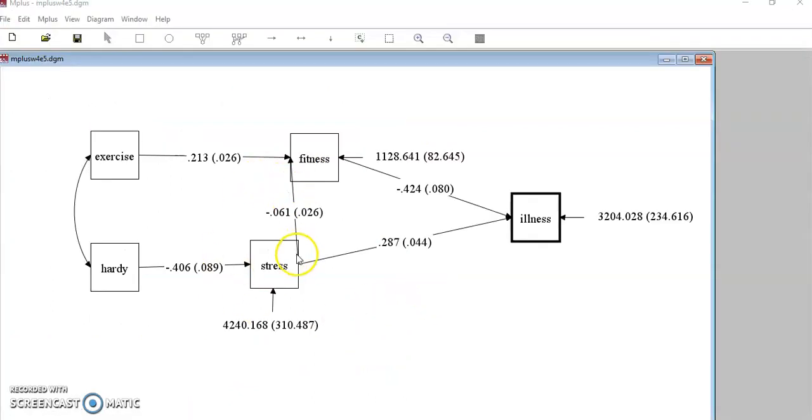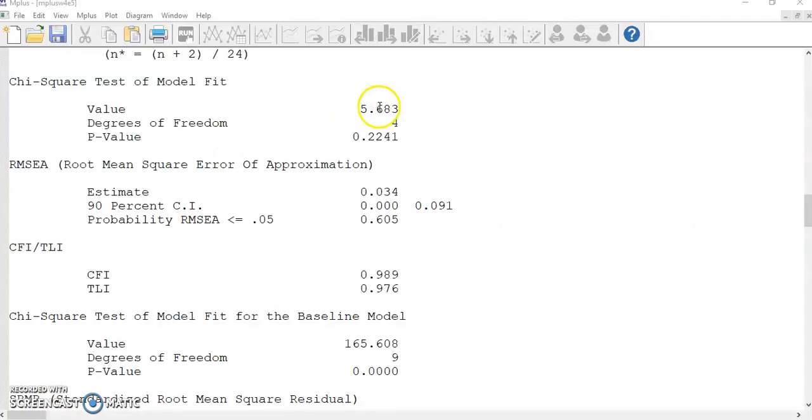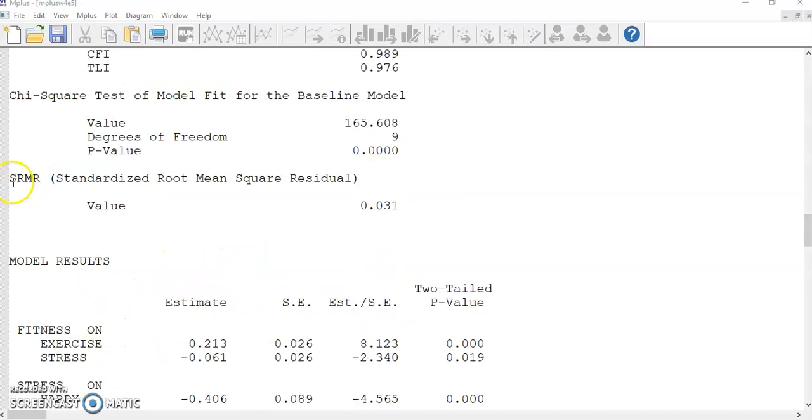After I make this change by adding this proposed path, the model chi-square value decreased to 5.68 with a degree of freedom of 4, which is statistically non-significant. RMSEA is really low now. It's lower than 0.04. The CFI is close to 0.99. And the SRMR is only 0.03. The fit indices look better, and this change would be strongly recommended if the original model did not have good fit indices.